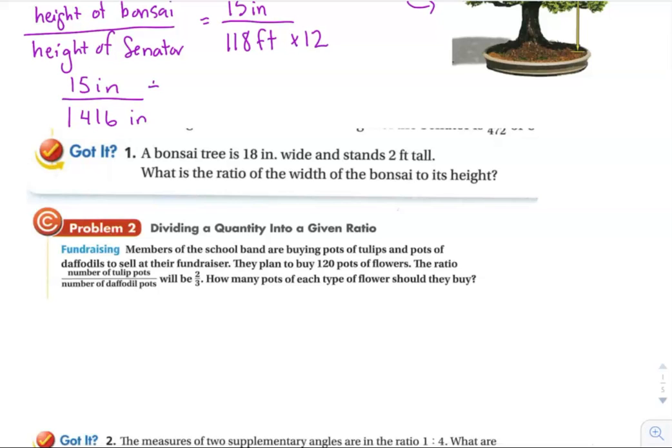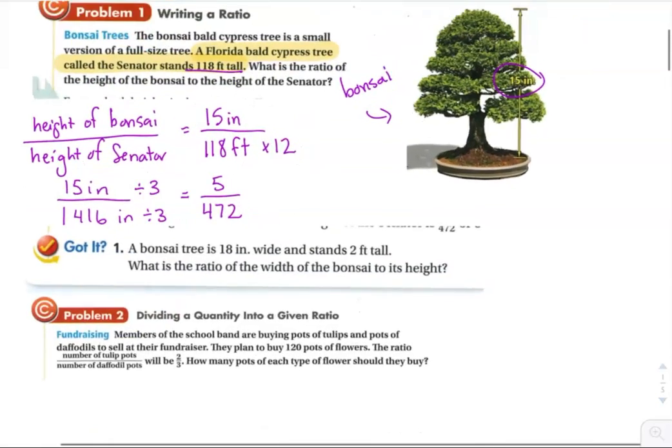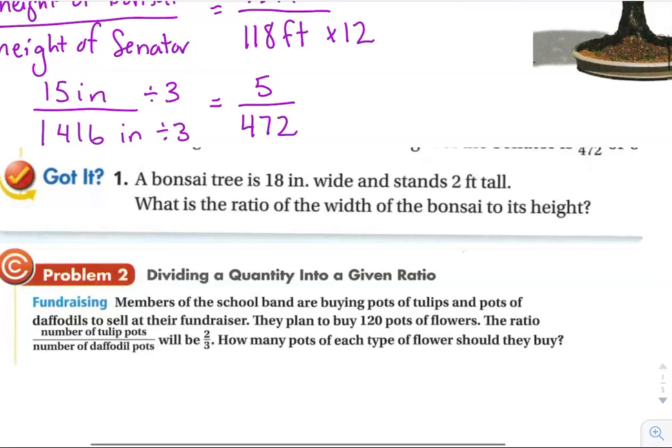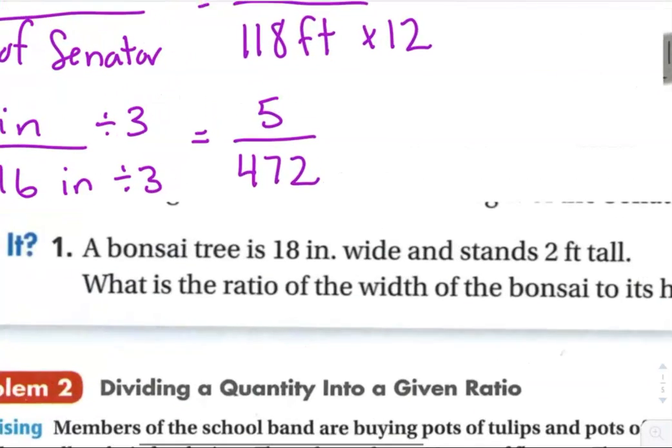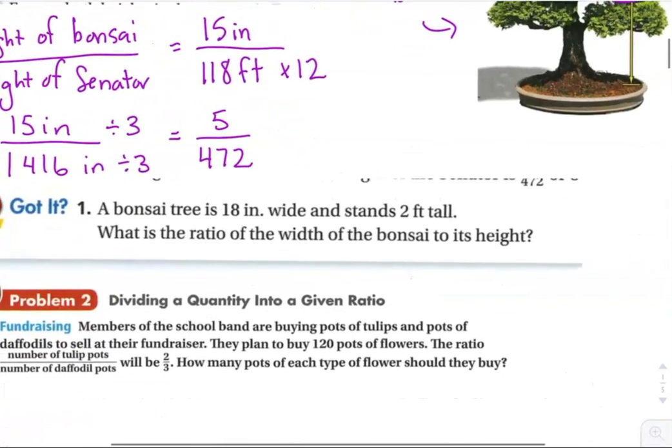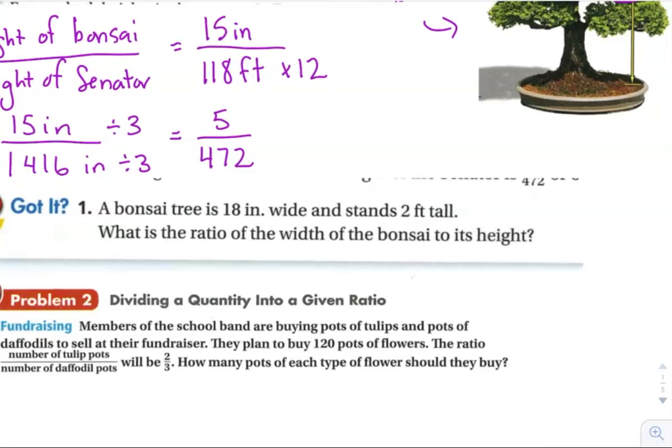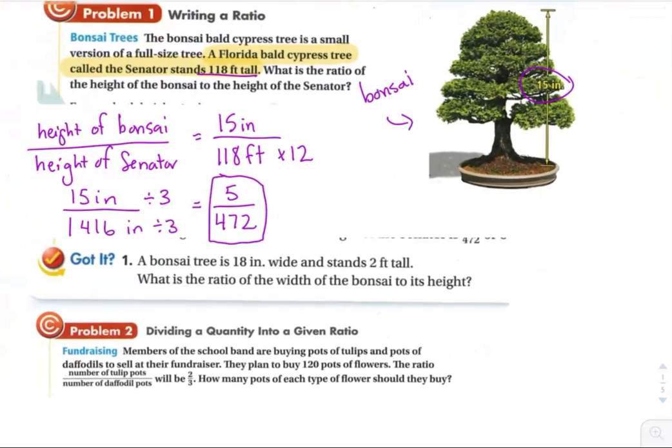Both of these numbers are divisible by 3. So 15 divided by 3 is 5, and then 1,416 divided by 3 is 472. All right, so that's my ratio. And notice, because they're in the same units now, I don't even actually need units here. I can just say my ratio is 5 to 472, whether that was inches, feet, centimeters. We now have that comparison we can make.